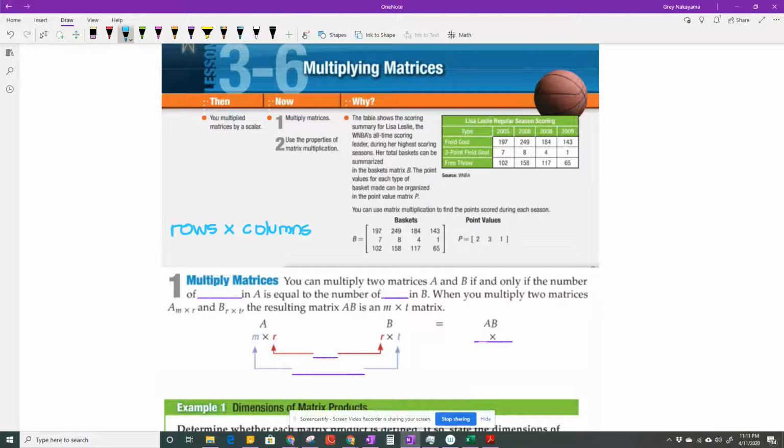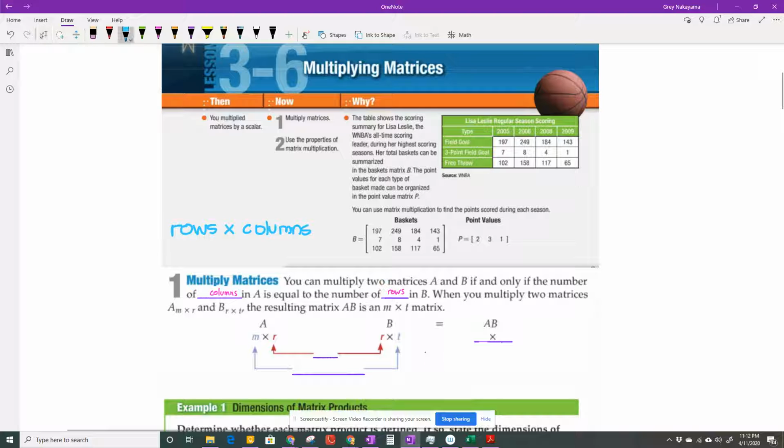So this is what we do. When you multiply two matrices, they can only be multiplied together if the number of columns in the first matrix is equal to the number of rows in the second matrix. So here's an example. Down here we have matrix A that is an M by R, so that has M rows and R columns. And B is R by T, so it has R rows and T columns.